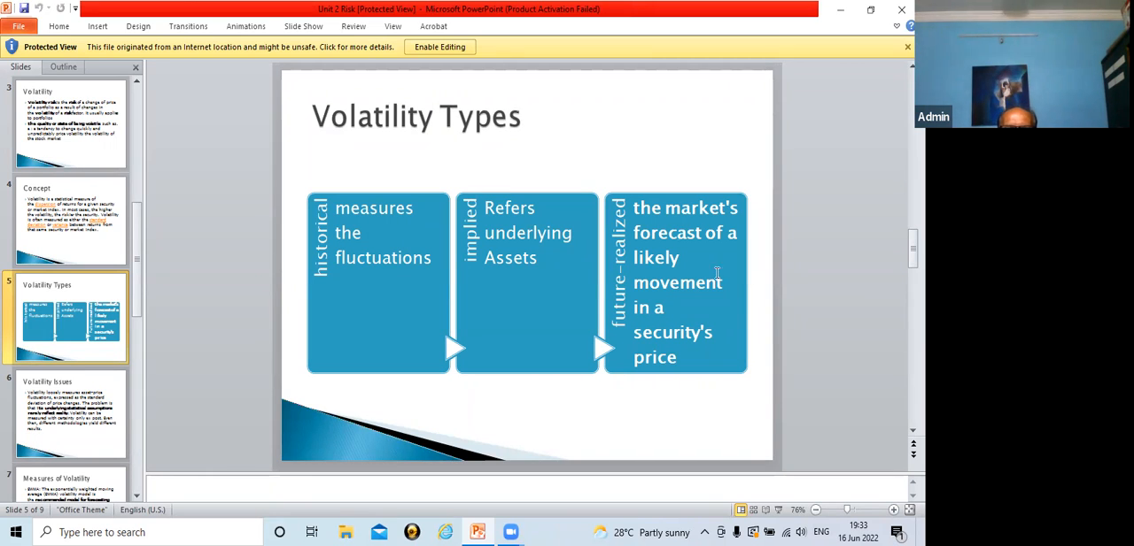So here there are three types of volatility. One is historical, second one is implied, and the third one is future realized. Now, these are the three types of volatility. Now we will study the issues. What are the issues involved with volatility? After understanding the concept and types, now we will learn about the issues. So let's go to the next slide.